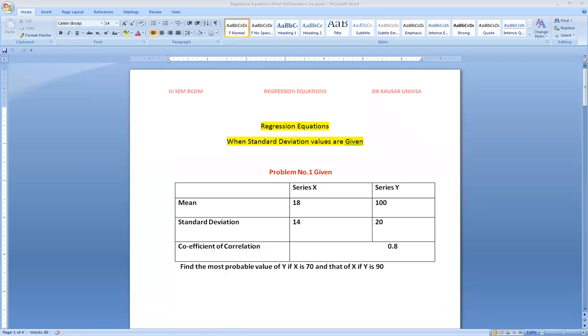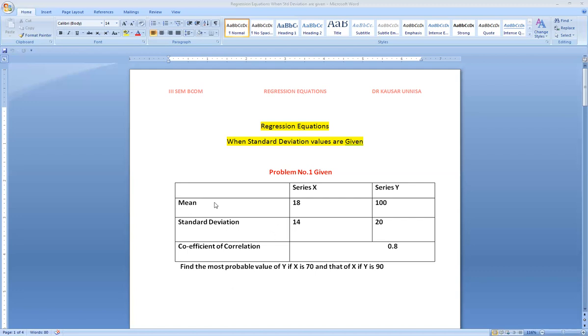Good morning, dear students. Today in this class, we are going to have a discussion on regression equations. In this regression equation, the third situation we have to come across is the problems when the standard deviation values are given. In the first situation, we studied deviations taken with the help of actual mean. In the second situation, the deviations are taken with the help of assumed mean values. Here we are not going to have the deviations, but when standard deviation values are given, how to frame the regression equations is what we are going to study here.